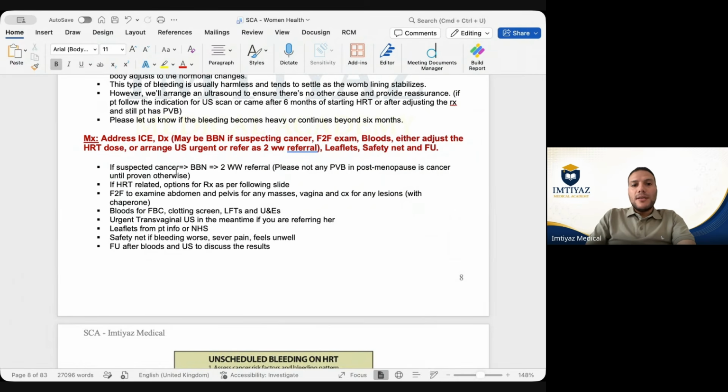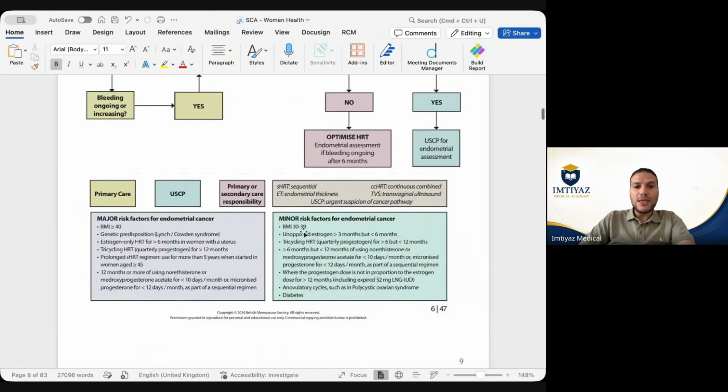If it is HRT related, we need to assess if she has risk factors or not. For example, being obese is a risk factor. Having diabetes is a risk factor for cancer. You would even find that there are minor risk factors, as you can see here, and major risk factors. BMI depends. If someone has BMI 40 or more, it is a major risk factor.